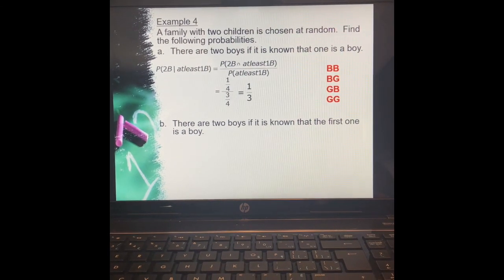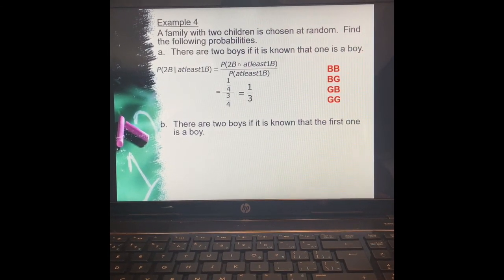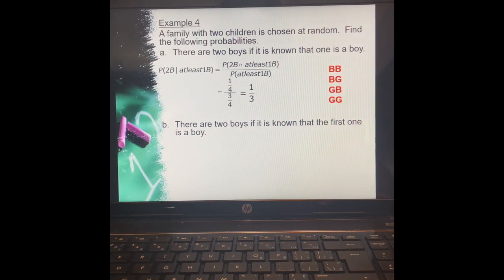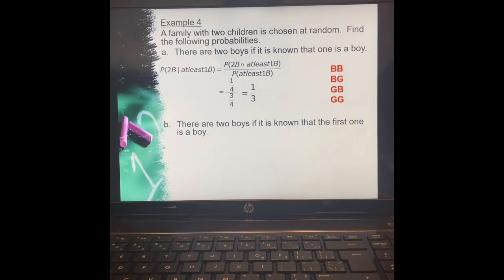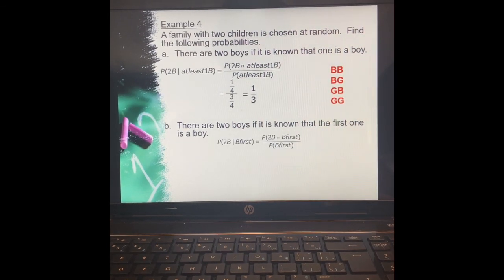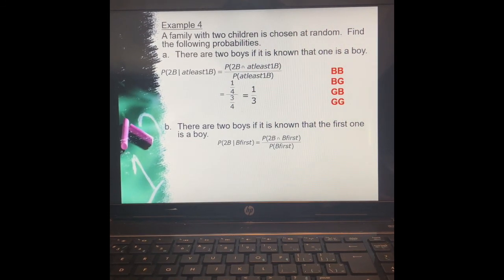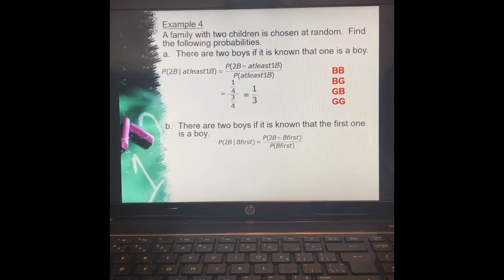Now, there are 2 boys if it's known that the first one is a boy. So if it's known that you've got a boy as number 1, you've got boy, boy, or you've got boy, girl. What's the chances of a boy, boy? It's 1 out of 2.